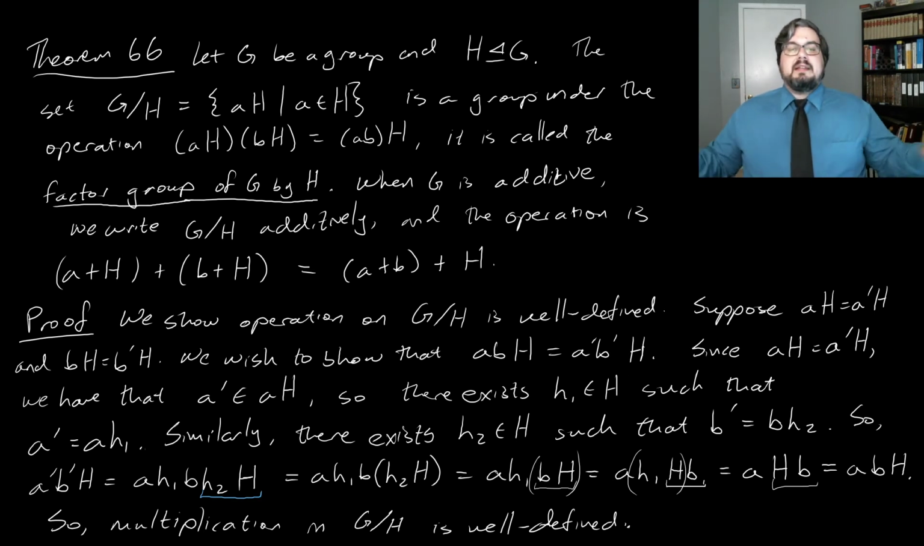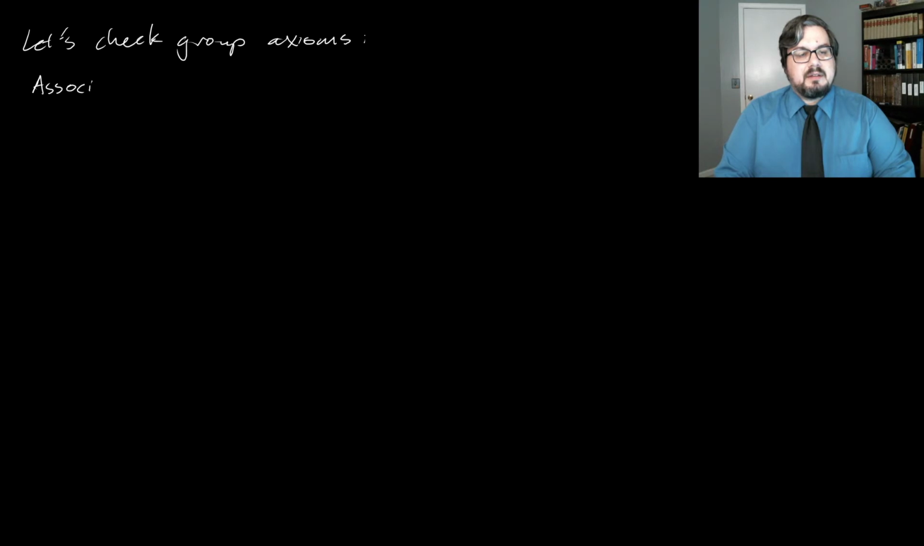All right, so we needed that H was normal to even have multiplication make sense, but once we do know that multiplication makes sense, checking the rest of the group axioms is very fast. So now let's check the group axioms. Number one, we need there to be associativity.